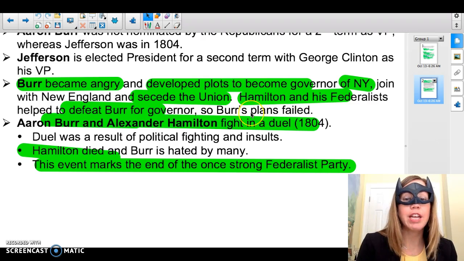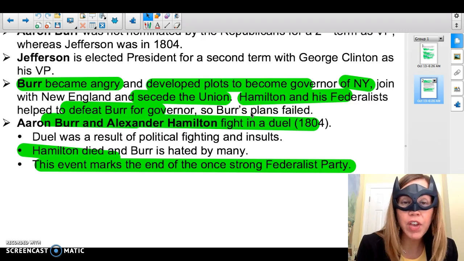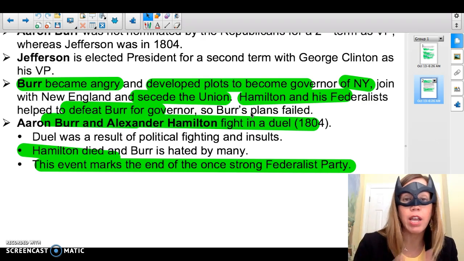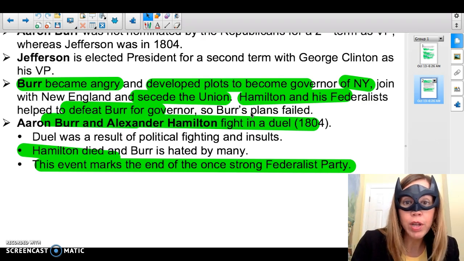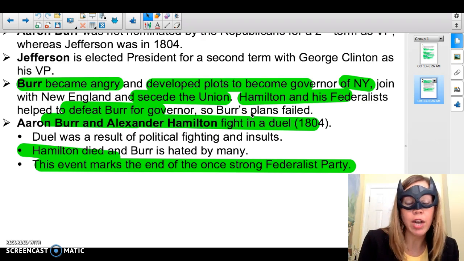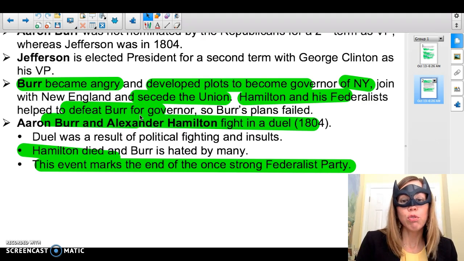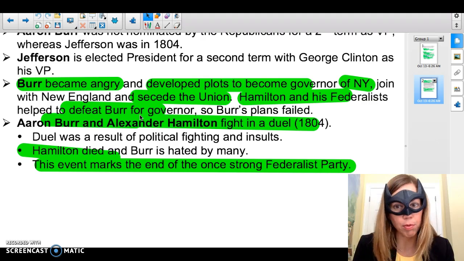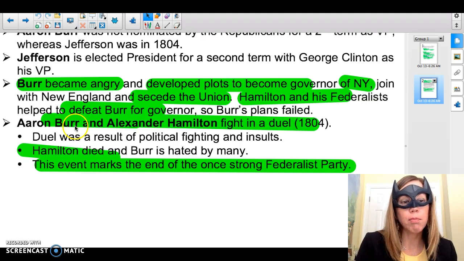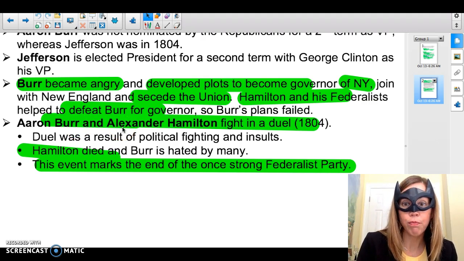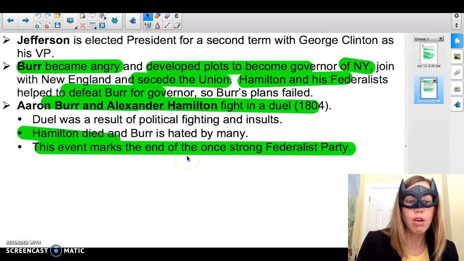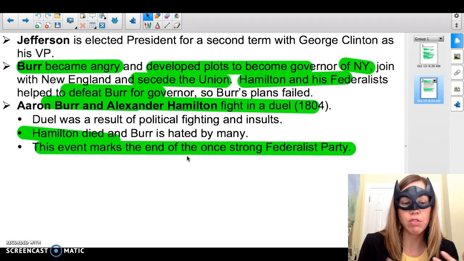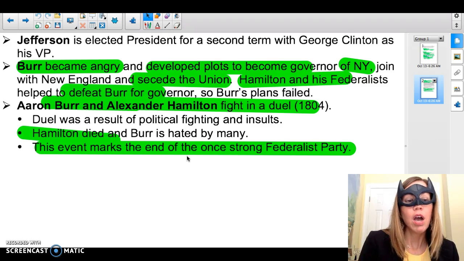Okay, Hamilton and his Federalists decide we need to defeat Burr as governor because he will take New York, or New England, out of the United States, start a whole war. So he helps to defeat Burr for governor. So Burr is not too happy with Hamilton. Hamilton's not too happy with Burr. And Burr challenges Hamilton to a duel in 1804. As a result of political infighting, insults, that kind of thing.